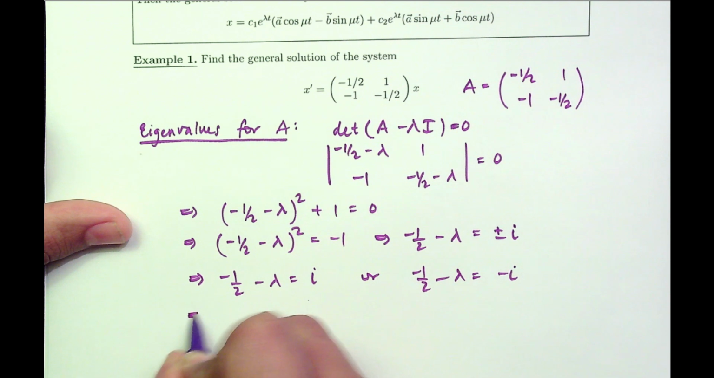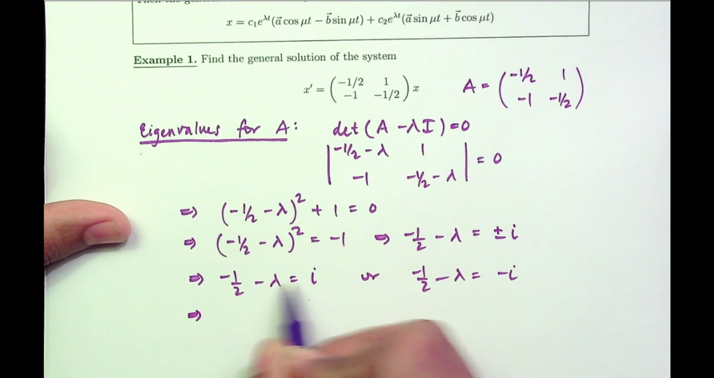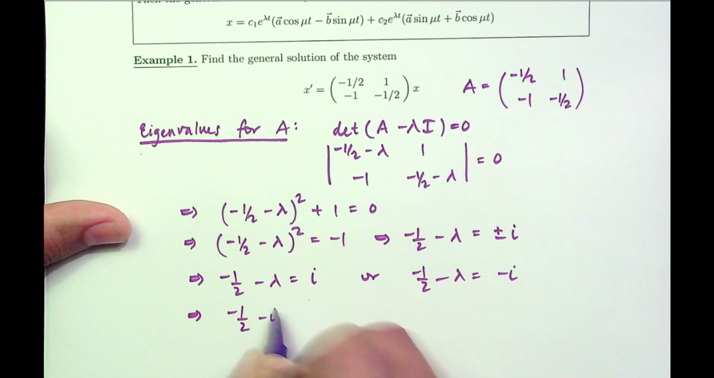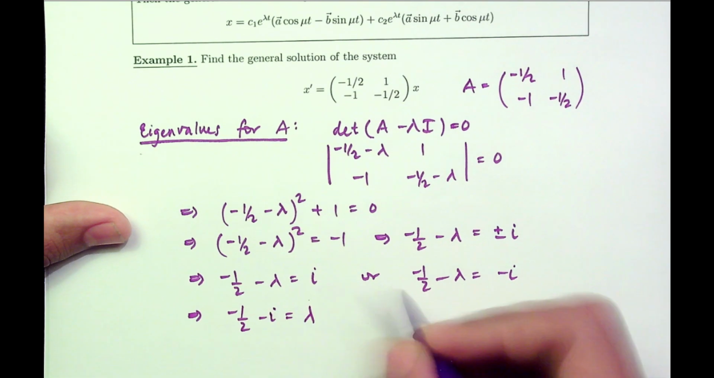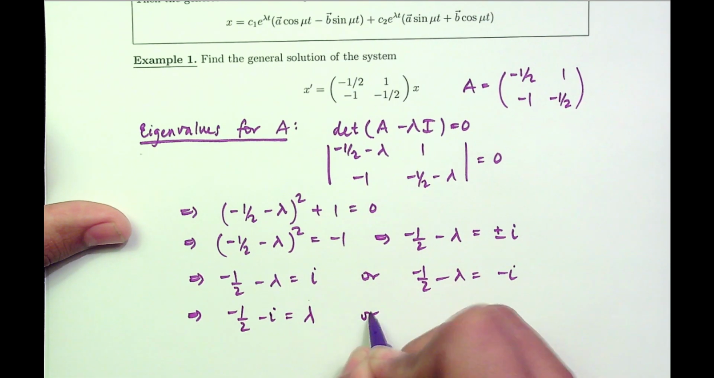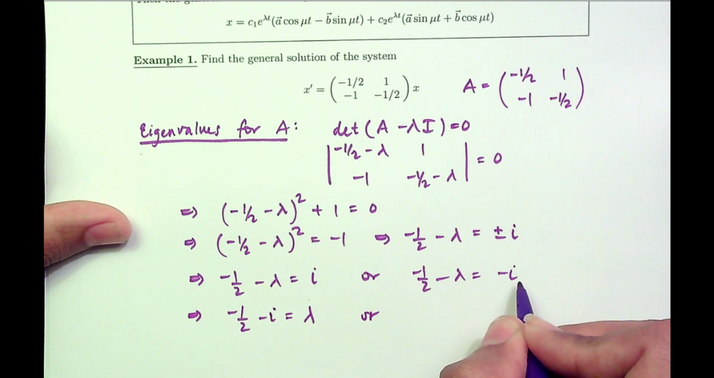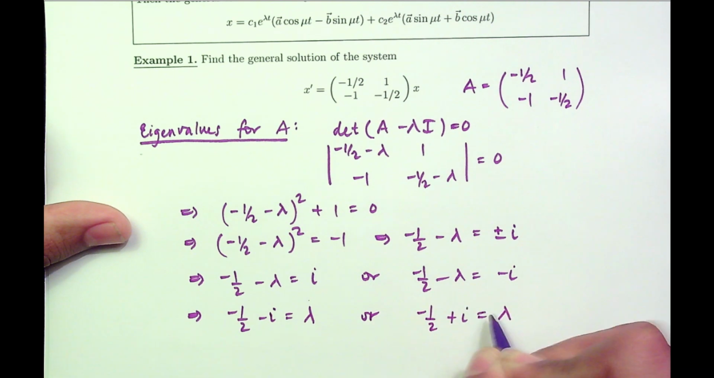From the first one, moving the lambda here and the i there, you will get negative a half minus i equals lambda. Or, doing the same thing, lambda here and minus i there, it would be negative a half plus i equals lambda. You see they are complex conjugates of each other.